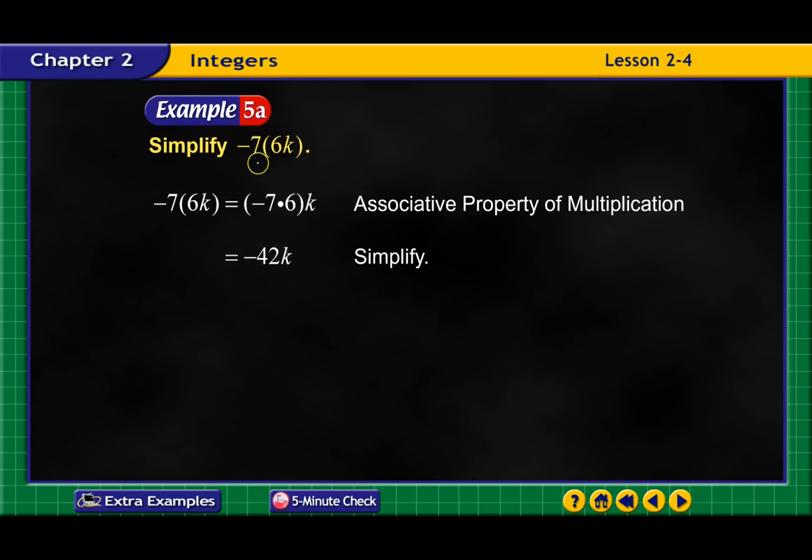I would have probably just thought -7 and 6. Multiply those together. It's going to be a negative number. So a negative number, 7 times 6 is 42, and we'll keep the K. Their way is probably better. I'm skipping steps, so don't skip any steps. That's bad for you.